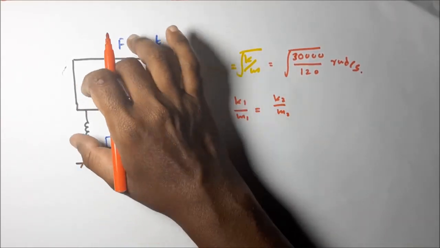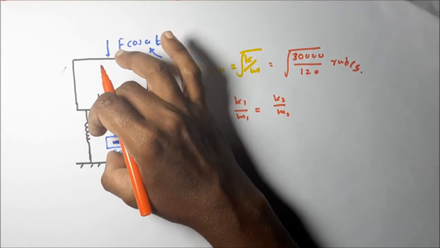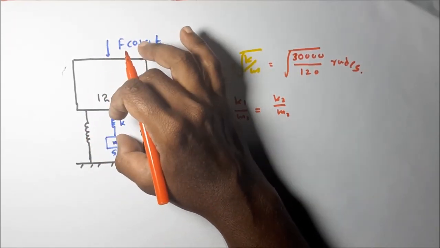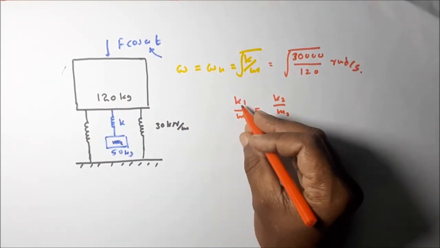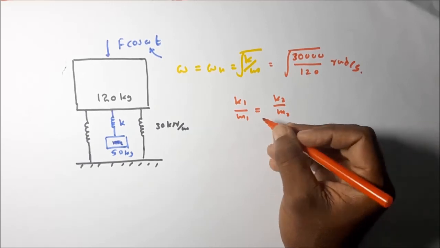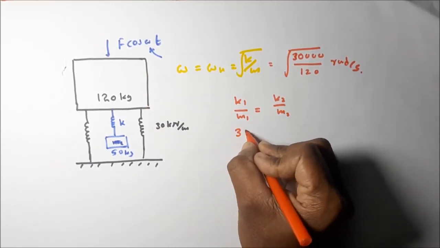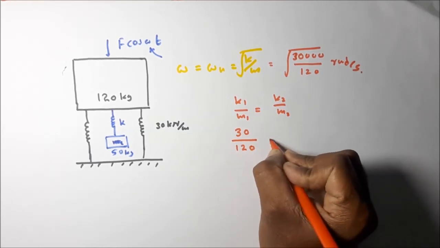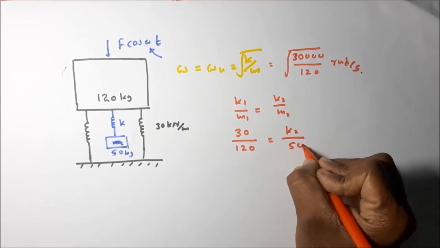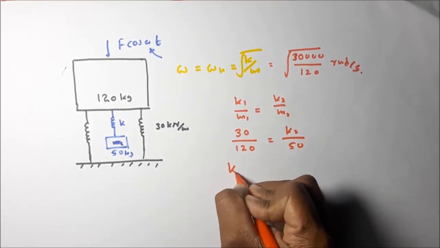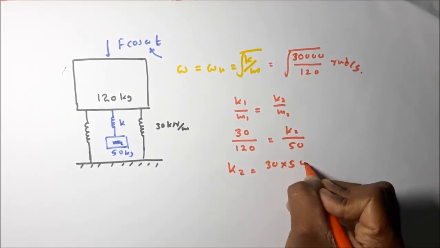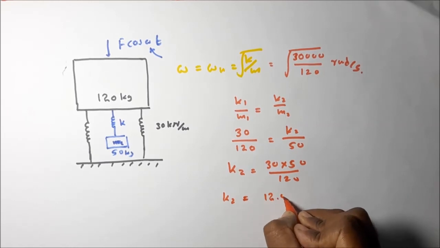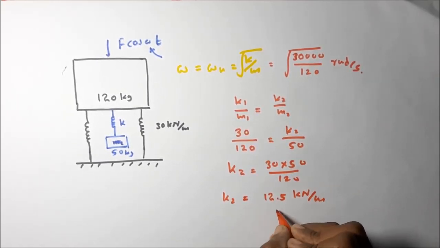We want to reduce the amplitude of the vibration of the system at the resonance frequency. We can assume this machine is operating at the resonance frequency, so we are designing an absorber to minimize the amplitude of the vibration of the system at the resonance frequency. So K1 divided by M1, taking the 30 in kilonewtons, then K2 in kilonewtons over M2. The M2 is given, 50 kilograms. So K2 is equal to 30 times 50 divided by 120. So K2 is equal to 12.5 kilonewton per meter. Okay, this is the answer.